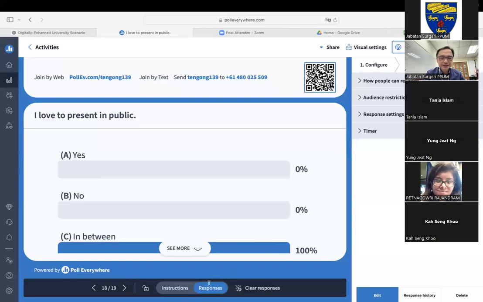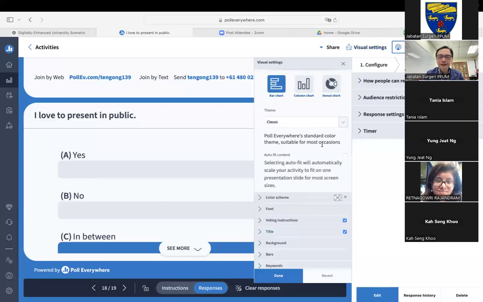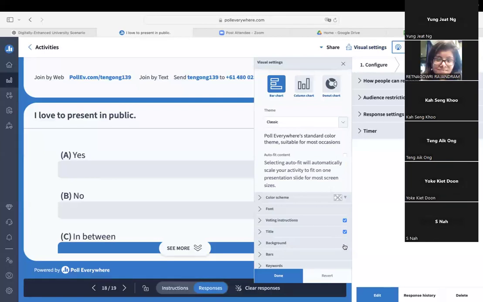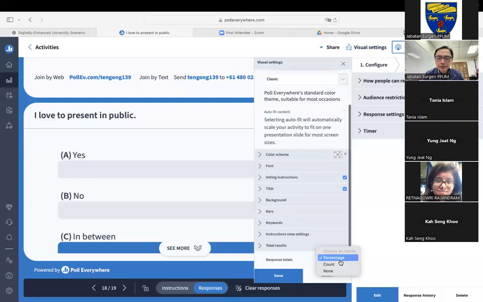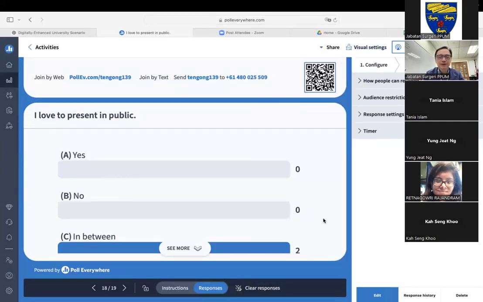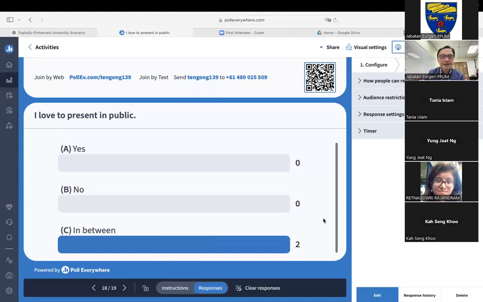Presentation, response, visual setting. Chart, voting instruction bar. Okay, we don't use that. I want the count, then you can see how many people voted. You just change it to count. Okay, 2 people voted, in between. Most people are in between. So maybe get one more vote. Anybody can vote, you just scan the QR code here. You can scan even here.